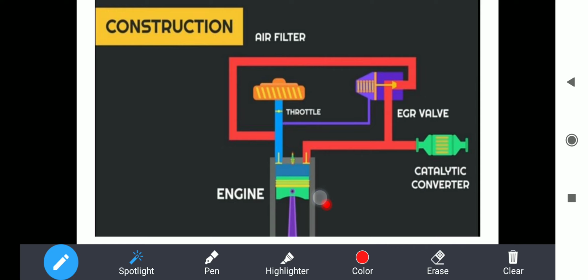Obviously there is an engine from where the exhaust gas comes out. One gas goes to the catalytic converter, which is a material converter. Then I will tell you what the catalytic converter does. From this catalytic converter it is transferred to the turbines, where the compressor or turbocharger works. Then another connection is given to the EGR valves.